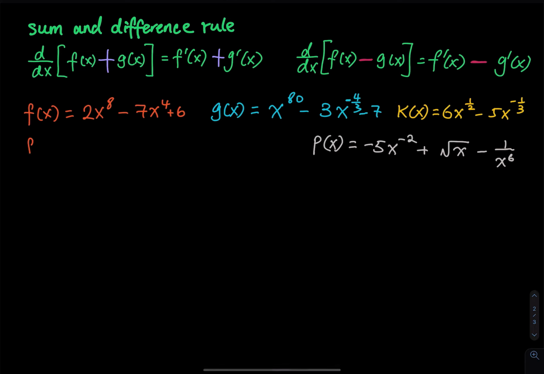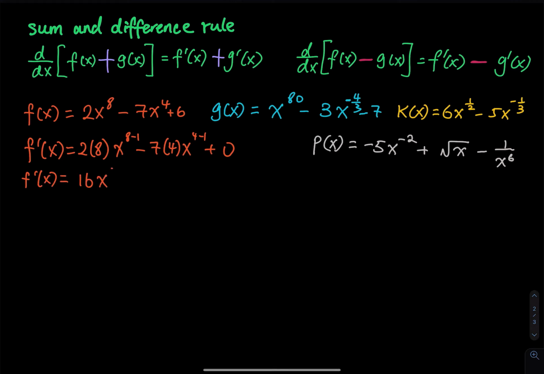Okay, first one, f prime of x. So this one, you bring the power down, right? So this is 2. You bring the 8 down, and then x to the 8 minus 1. And then 7, you bring the 4 down, and then x to the 4 minus 1. 6 is a constant value. y equals 6 is one horizontal line, so the derivative of 6 is equal to 0. And then f prime of x is equal to 16x to the 7th minus 28x to the 3rd, and that's it. So this is f prime of x.